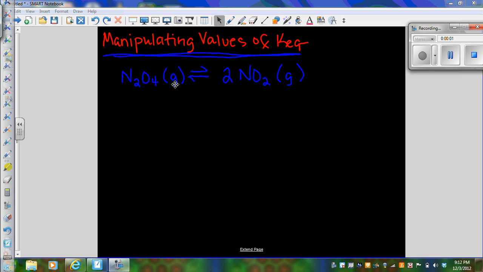Last video for tonight, with the really quick stuff we can do with our equilibrium constants. This has to do with manipulating or changing given values of the equilibrium constant.